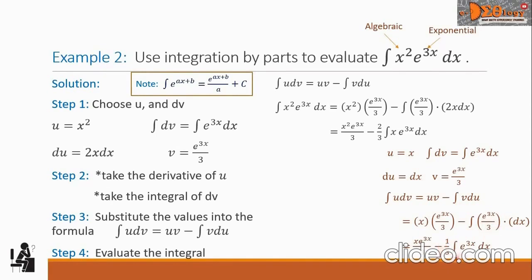So we have now this integral of e raised to 3x dx. We can use this formula here. So we have now this integral to be e raised to 3x over 3. Let us simplify further the expression here by multiplying these 3 and 3. We have now e raised to 3x over 9. This answer here is the answer for this integral in here.